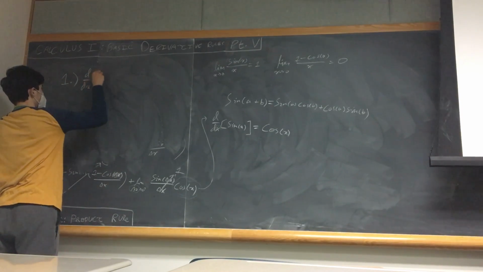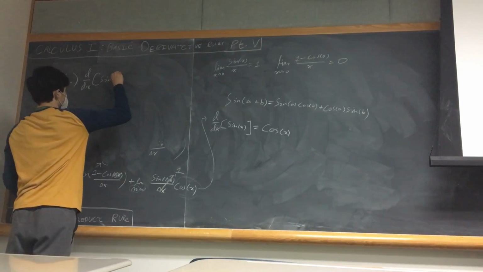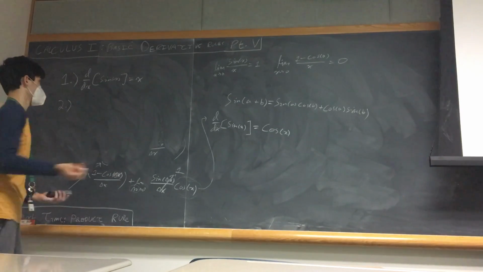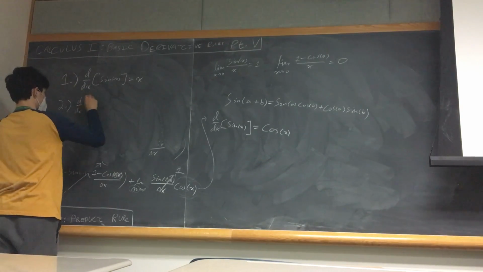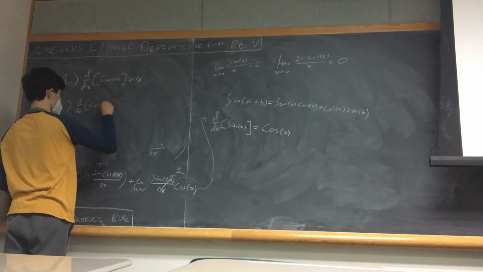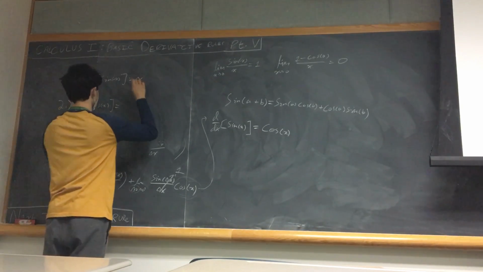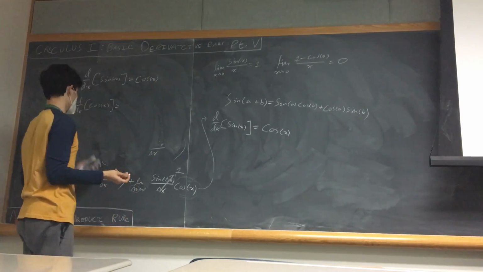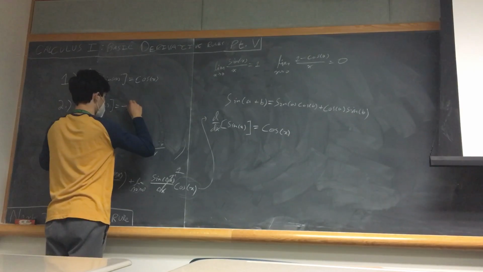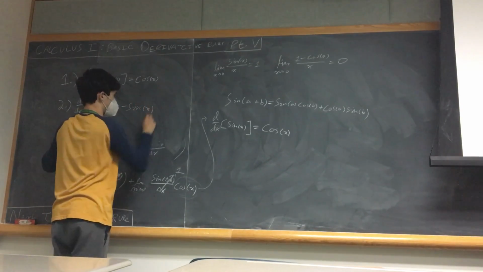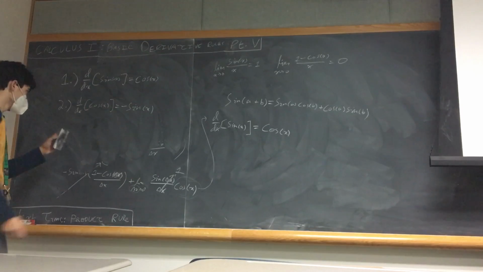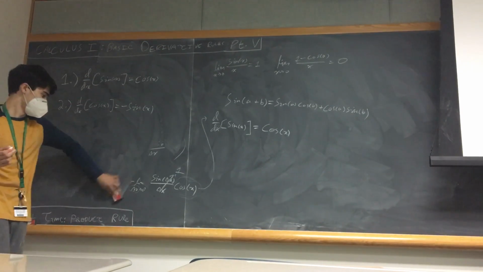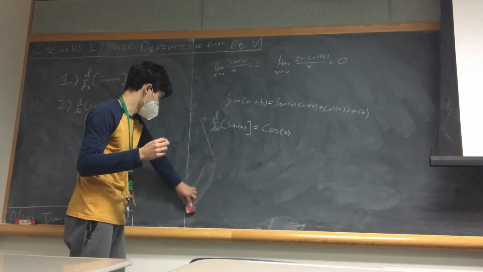So we have the derivative of sine of x is cosine of x. And in a similar manner, we could prove that the derivative of cosine of x is equal to negative sine of x. This one, number 2, can be proven in a similar manner. I'll let you give that one a shot. Try that one out for yourselves.